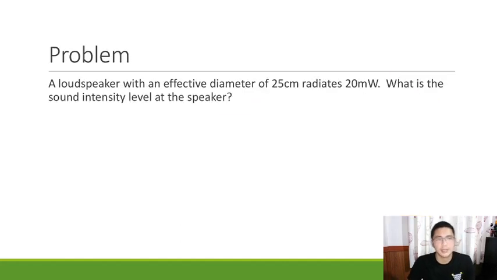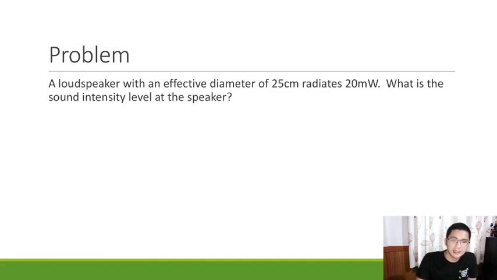Ayan, sample question. So, a loudspeaker daw with an effective radius of 25 cm radiates 20 milliwatts. So, what is the sound intensity level at the speaker? So, for questions about sound intensity level, we have to determine muna kung point source ba to or source at ground level. So, hindi naman nakasulat dito, pero automatic, class, kapag hindi sinabi, we assume that it is at ground level. Kasi normally, yung mga speakers naman natin, nasa ground level siya, or kino-consider natin siya as nasa ground level.